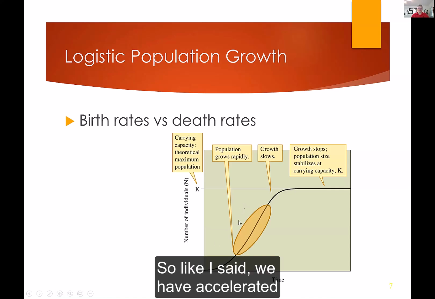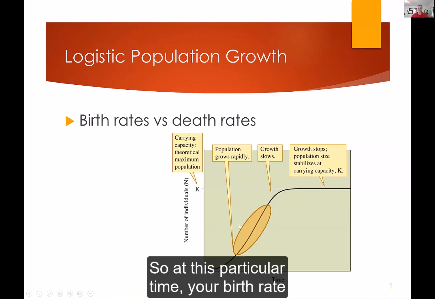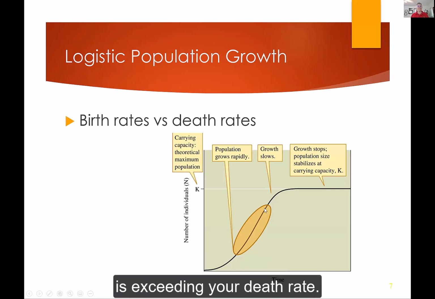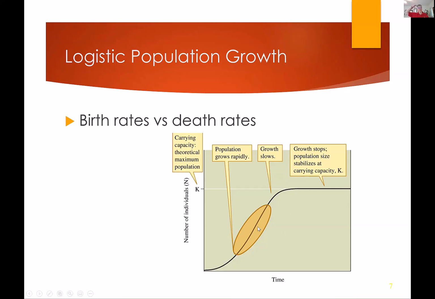So, like I said, we have accelerated growth rate right in this area. So at this particular time, your birth rate is exceeding your death rate, right? We have a lot increased growth at this particular point on the graph, right?